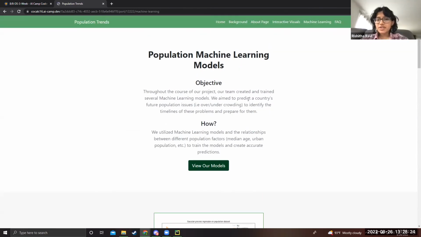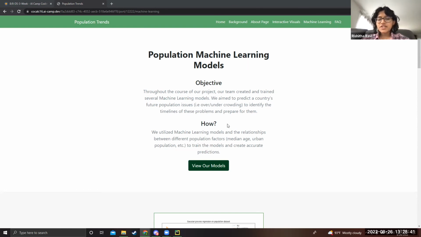Our next page is about the machine learning models we used. Like I described briefly earlier, our objective with these machine learning models was to gain a better understanding of the various population factors we explored through our data and predict their values in the future, so we could understand how they could affect different people in different locations.